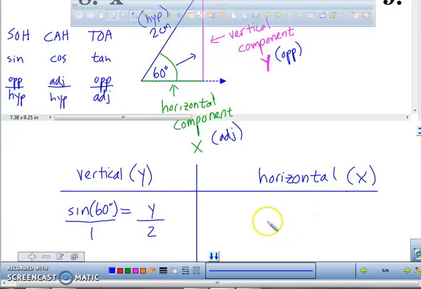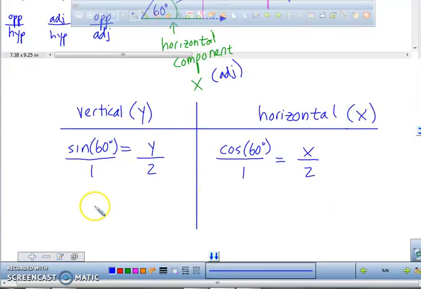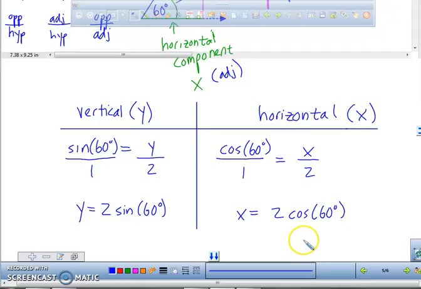Your horizontal component is your adjacent side over your hypotenuse. So you're not going to use sine, you're going to use cosine of 60 degrees over 1 equals x over 2. Now, when you cross multiply, you're going to get y equals 2 times the sine of 60 degrees. And here, when you cross multiply, you're going to get x equals 2 times the cosine of 60 degrees. Now, if you're doing this in the graphing calculator, you got to make sure you're in degree mode.